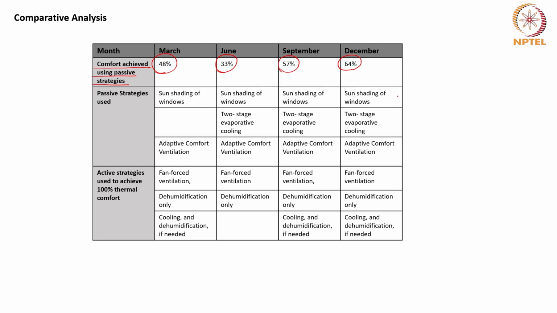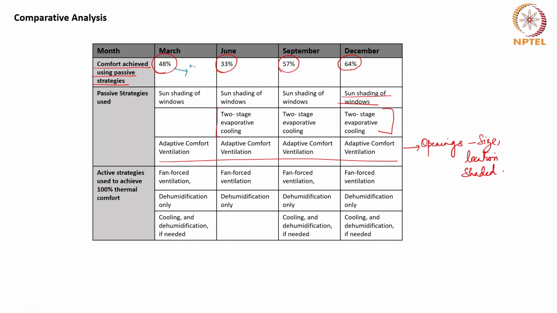Throughout the year, sun shading of windows is mandatory. For these three solstice periods, June to December, two-stage evaporative cooling can be a good strategy. Throughout the year, adaptive comfort ventilation, which is basically having openings of appropriate size, location, well shaded with proper shading device, is mandatory in order to make the remaining percentages also comfortable.